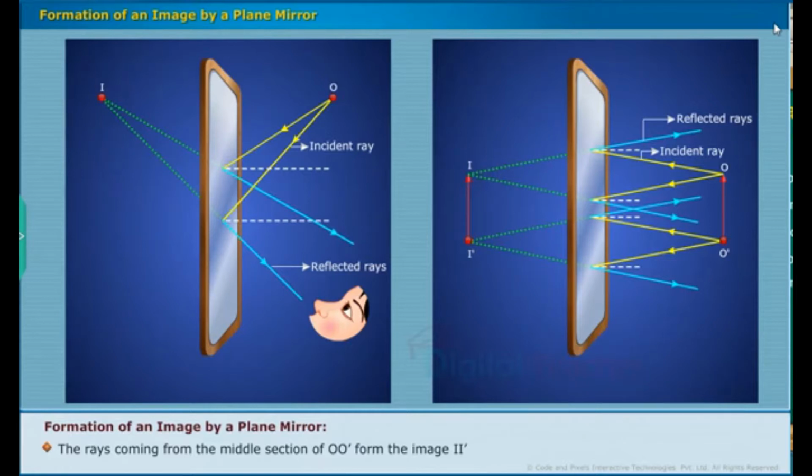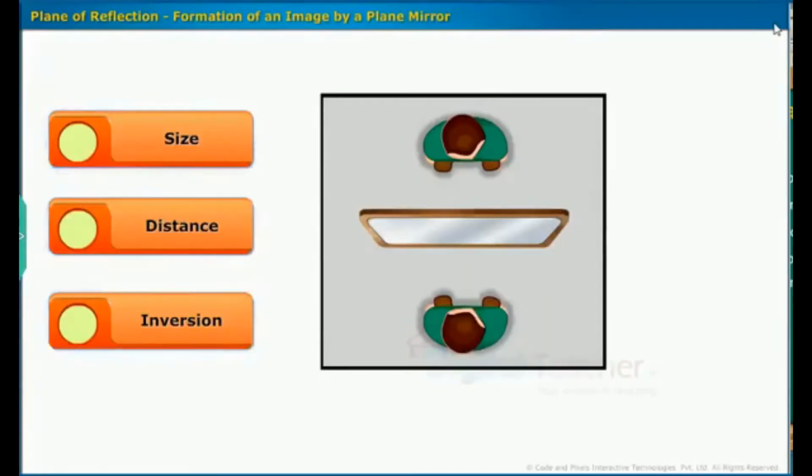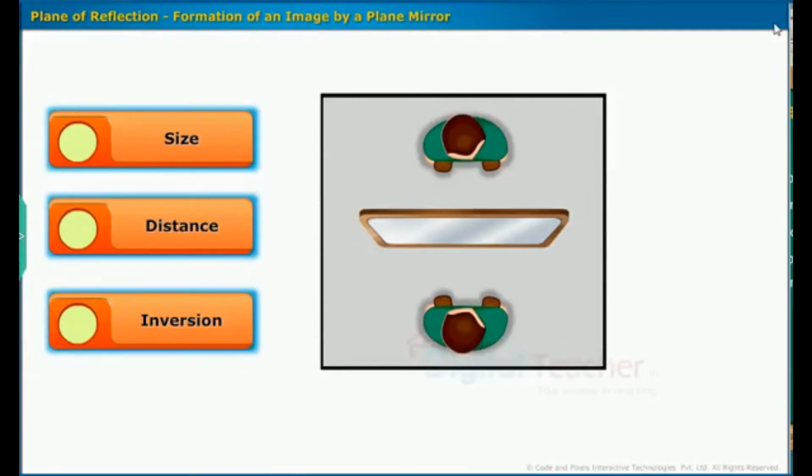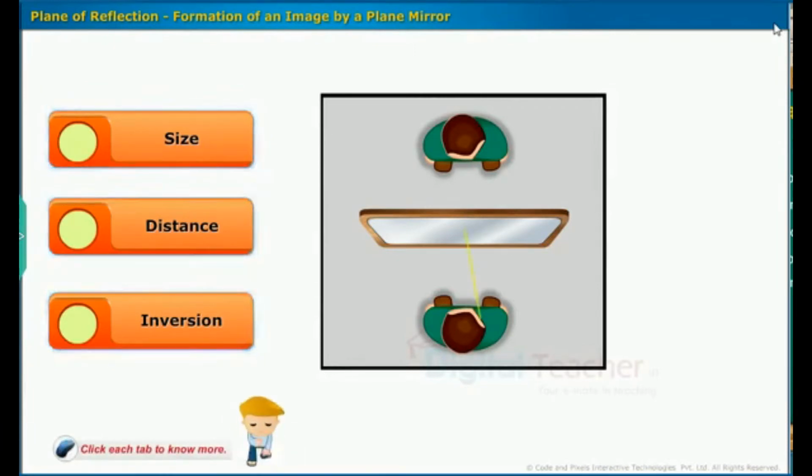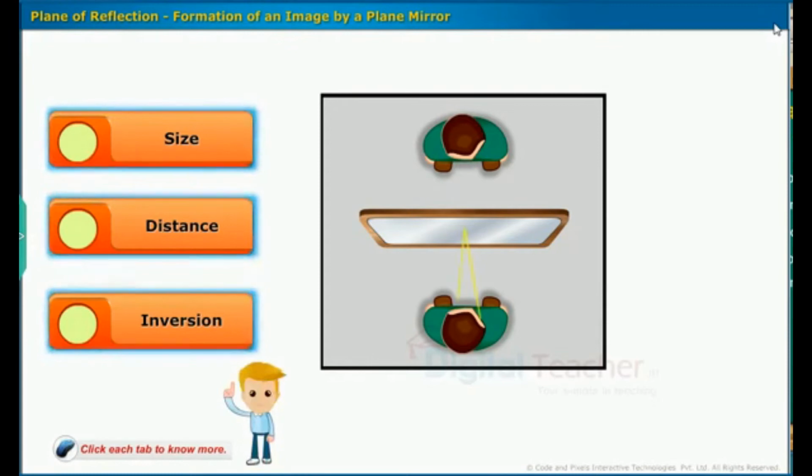The image formed on the plane surface of a mirror has certain characteristics. They help us in better understanding the phenomenon of reflection. Let us learn about the characteristics of the image in the next section. Click each tab to know more.